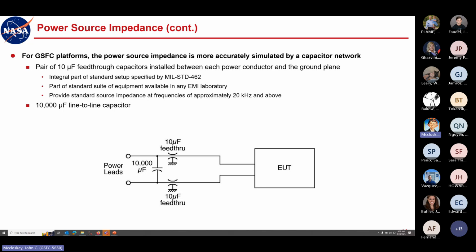So we also, for DC power buses, for what we do on spacecraft, add this 10,000 microfarad line-to-line capacitor, and that extends that standardized source impedance down to 30 hertz, which is the lower end of the frequency range for the tests that we do per MIL-STD-461 in GEVS.